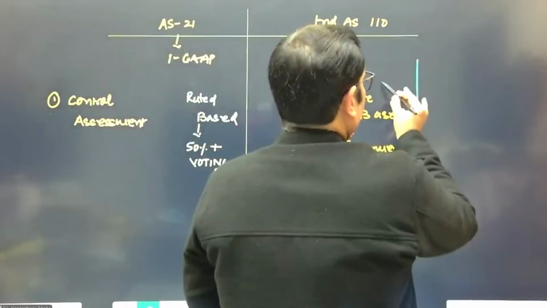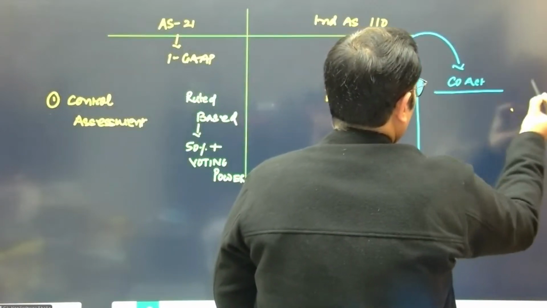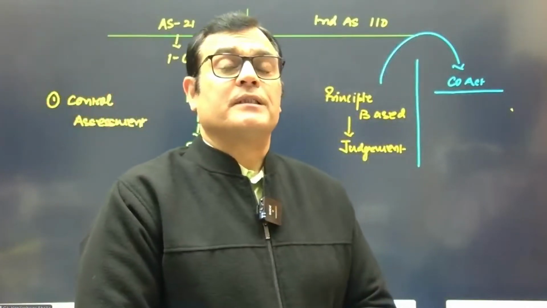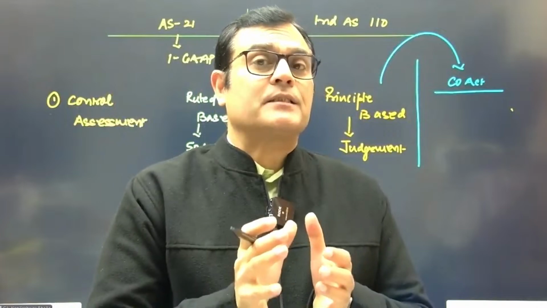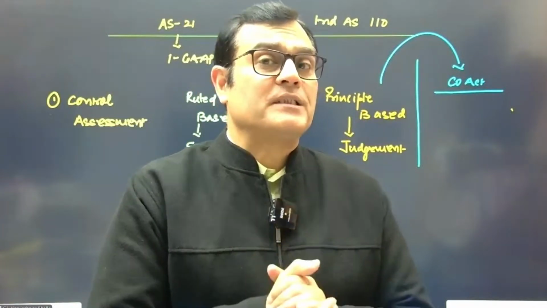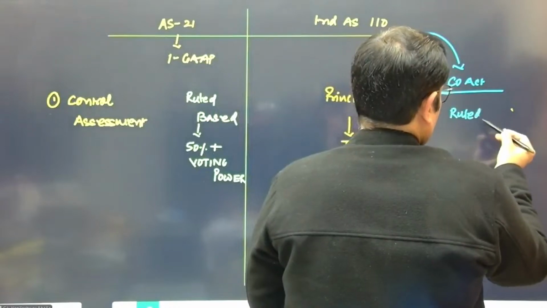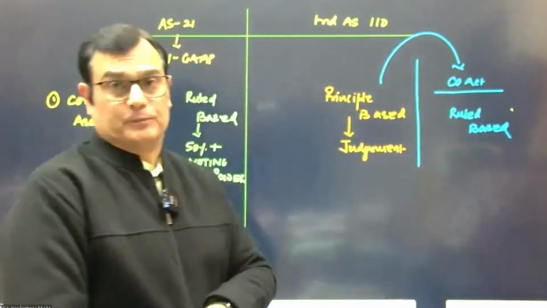When you compare this position under the Companies Act as well, under the Companies Act also, more or less, you can say the assessment is again rule-based. The ICAI and the Companies Act more or less considers a rule-based assessment. So there is going to be a conflict. There is going to be a conflict in terms of making an assessment of control.